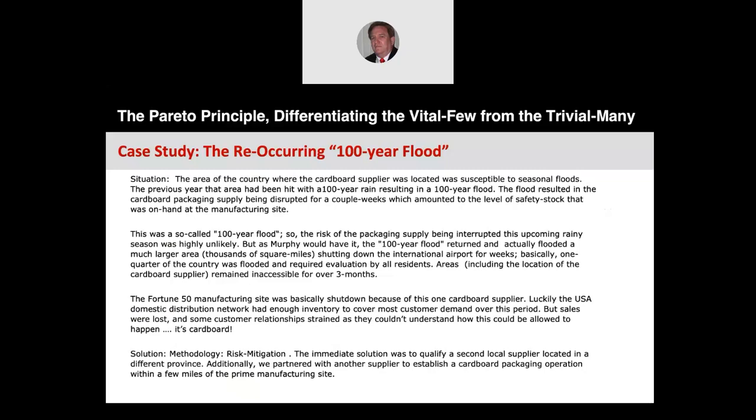So the solution, the methodology, is risk mitigation. The immediate solution was to qualify a second local source and locate that even closer to the manufacturer. And then the final resolution was to partner with another supplier to establish a packaging venture that was only a few miles from the primary manufacturing site.